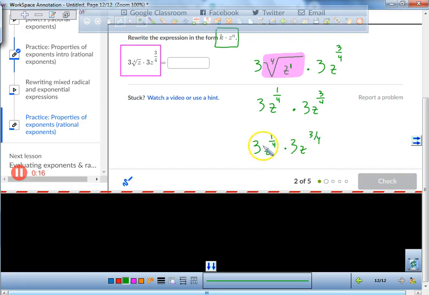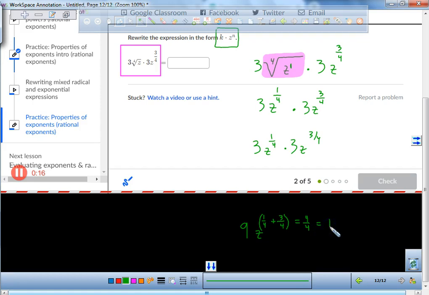Right now, can we do 3 times 3? What is 3 times 3? 9. So I'm going to put 9. But how do I rectify the z to the power of 1/4 and z to the power of 3/4? You add the exponents together. So what can we do? We can take z. See how they are the same? What are we allowed to do with the exponents? Take 1/4 and add it to 3/4, and that becomes 4/4, which just becomes a 1.